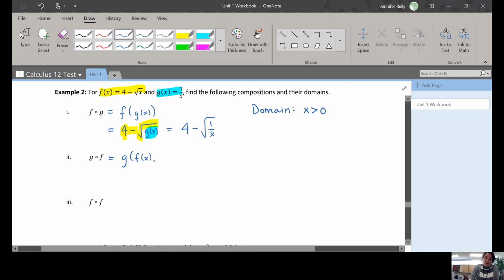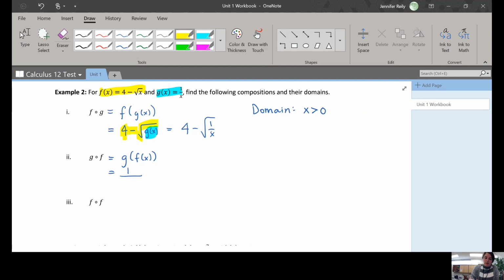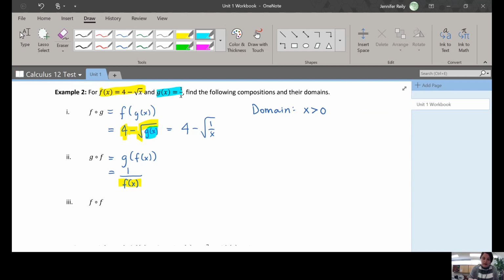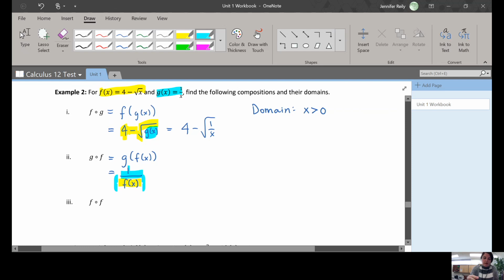So we're going to go the other way around. Where the x is in g, we're going to put f of x there. Where you normally would put a number, if you were entering a number into the function, that's where you put your other function. And so this part is the g of x. So that would be 1 over 4 minus root x. Okay, and that's it. That's all you do.